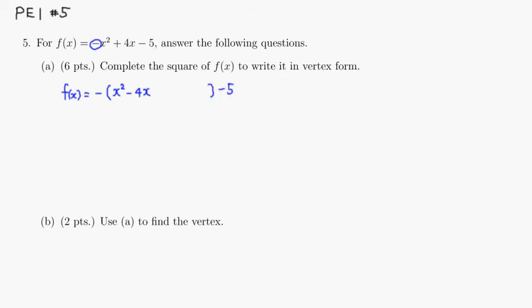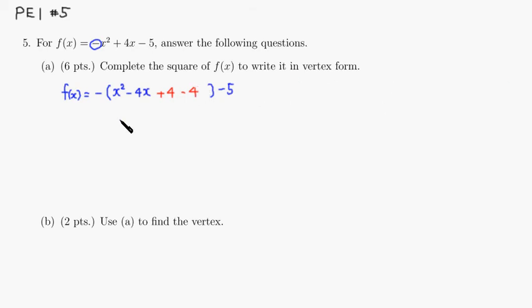Then, to complete the square, we're going to use 1/2 of this number, squared. So negative 4, 1/2 of that is negative 2. Square that, positive 4. So positive 4 is the number we need. So we put it here. But we can't just put plus 4 there, so I'm going to subtract 4 right away so that I don't change anything.